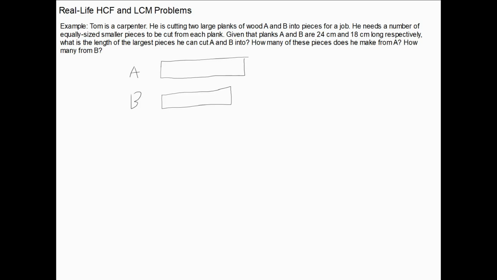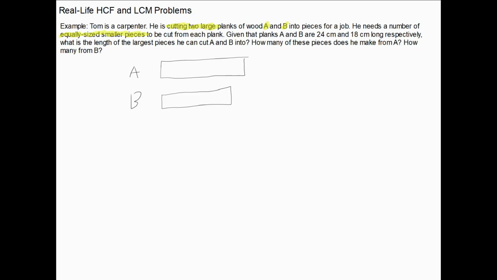He needs a number of equally sized smaller pieces to be cut from each plank. What is the length of the largest pieces he can cut A and B into, bearing in mind that they need to be equal? How many of these pieces does he make from A and how many from B? Because he is cutting the larger planks of wood, A and B, into equally sized smaller pieces, we can think of this as division. So we're looking at dividing 24 and 18 into smaller pieces.